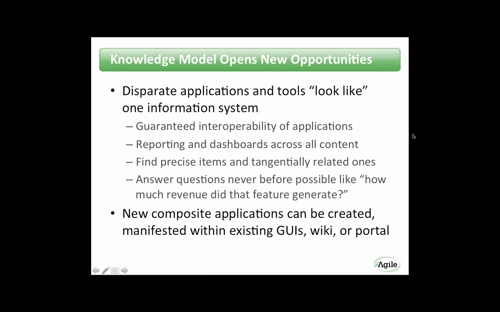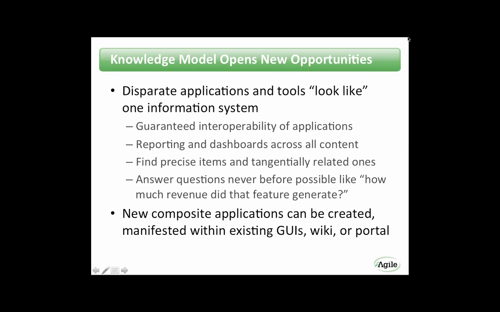That guarantees interoperability, that gives you a unified reporting layer that allows you to find precise information quickly and easily, as well as tangentially related information, which is not always obvious. And then you can answer new questions that were never before possible. Things like, we created this new feature. How much revenue was generated based upon that feature? Thanks to a connection between requirements and maybe particular accounts or contacts within Salesforce, for example.